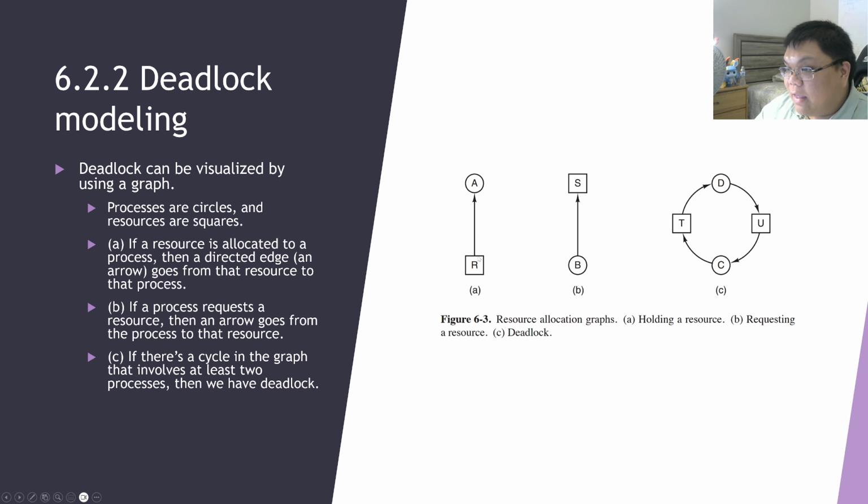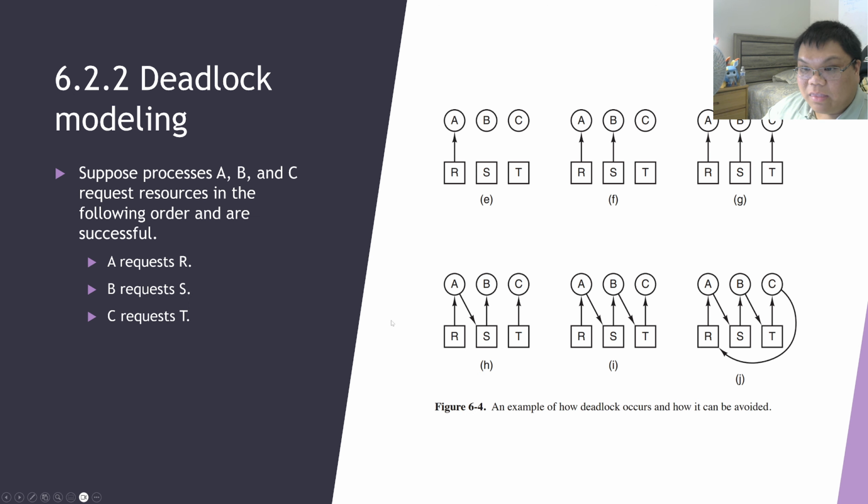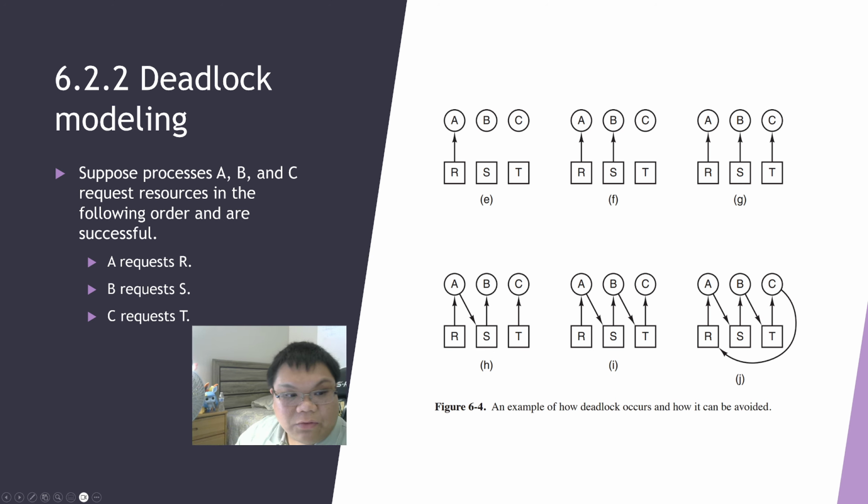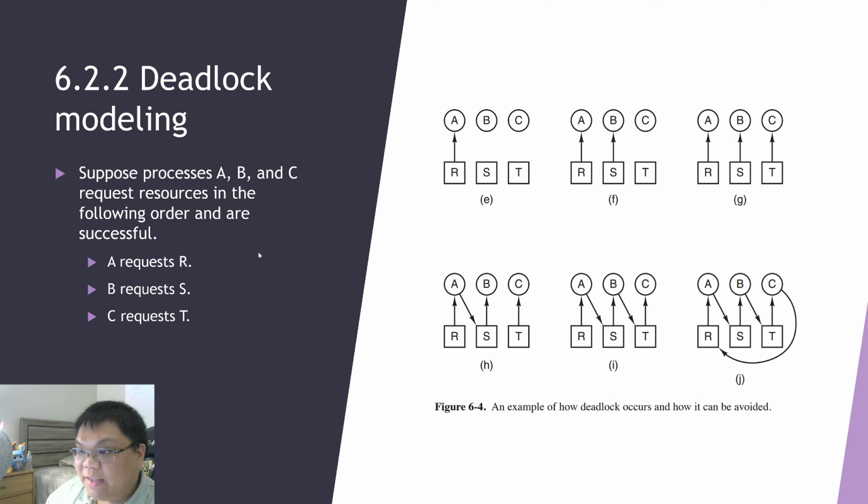So R is allocated to A. That means A is holding resource R. B is requesting resource S. And if we have a loop like this, if there is a cycle in the graph that involves at least two processes, that's a deadlock. So here's an example of resources and processes. They're all requesting resources, and it's possible to get a deadlock.